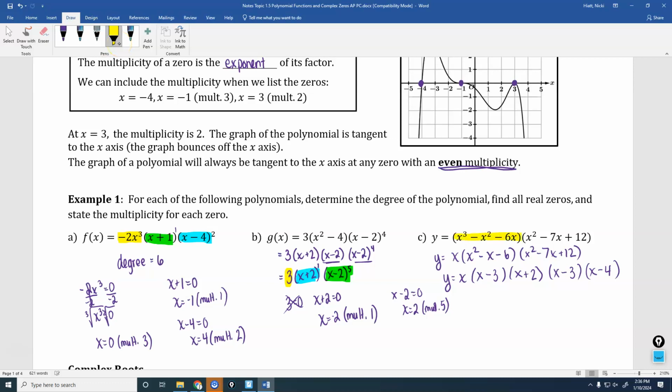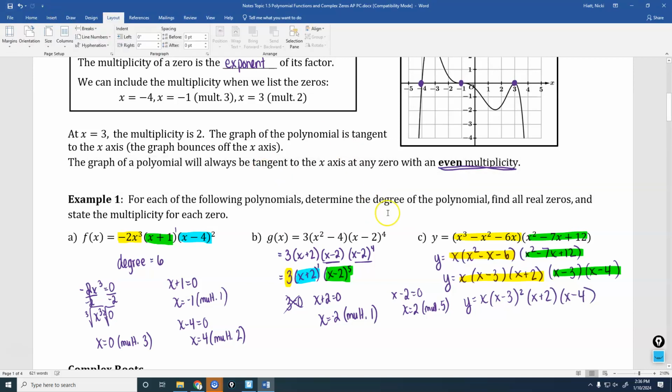This part right here, we just factored out the x to get this piece, and then we factored that second part. So this corresponds all the way down, and then over here, this obviously was the same, and then we factored that into this part. Now, some of those can be combined. We've got y equals x, and I've got x minus 3 and x minus 3 right there. So I can say x minus 3 squared, and then x plus 2 times x minus 4.